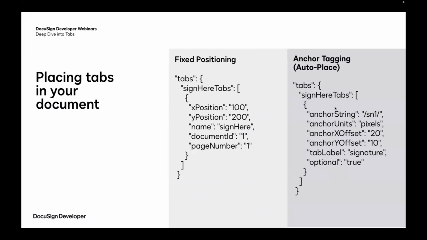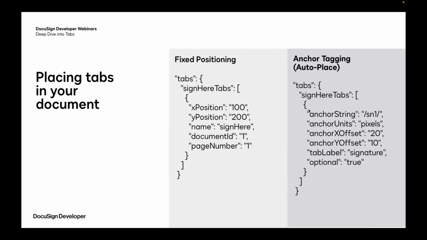And so these are 2 different tab definitions that show the difference between these, and we'll show the difference in our demo as well. But you can see how this fixed positioning tab has an X position field and a Y position field. And so these actually represent like pixels on the page. If you imagine the page is in a graph with an X-axis and a Y-axis, no matter what the document looks like, the tab is always going to appear at this position, at these coordinates. And we also needed to specify the document ID and the page number here because we want to make sure that the tab is appearing on the right page.